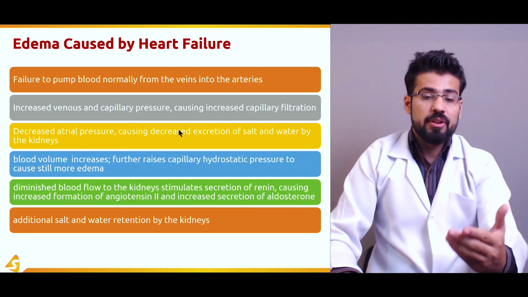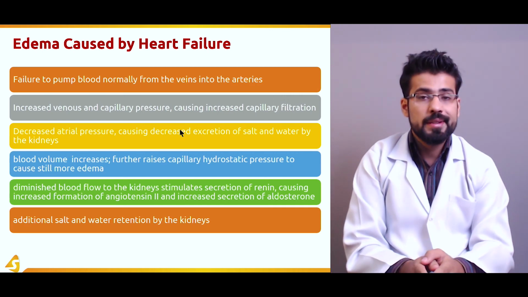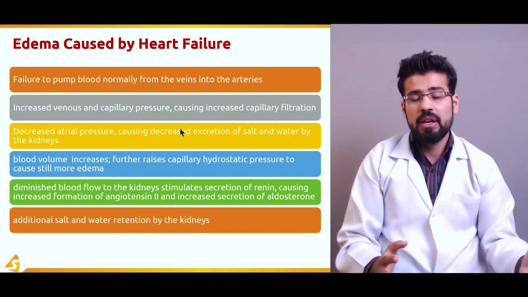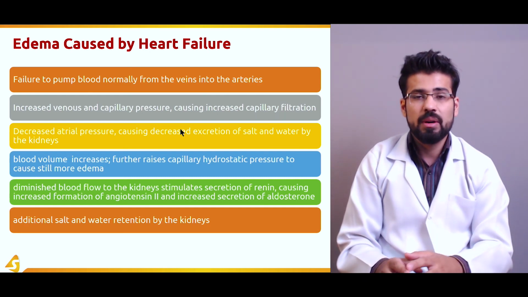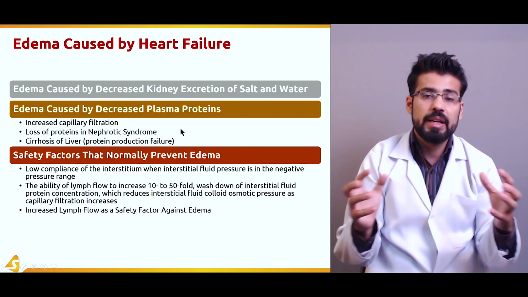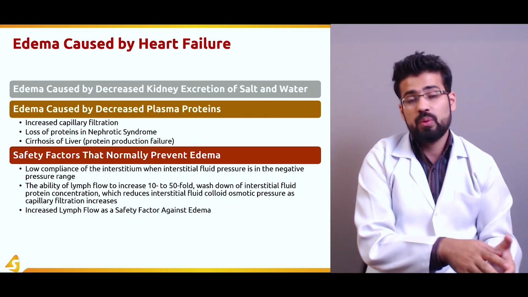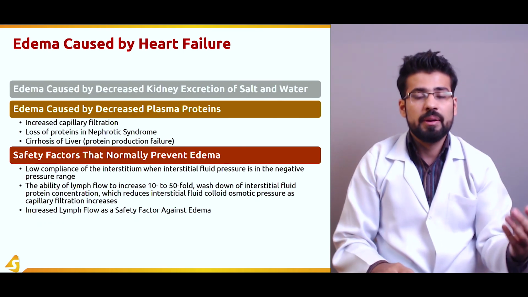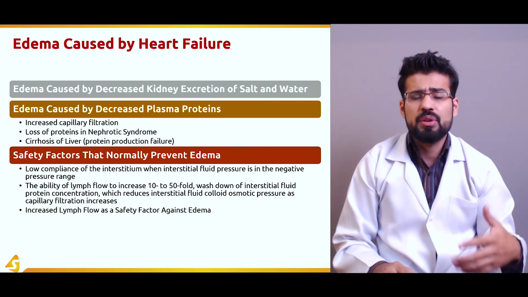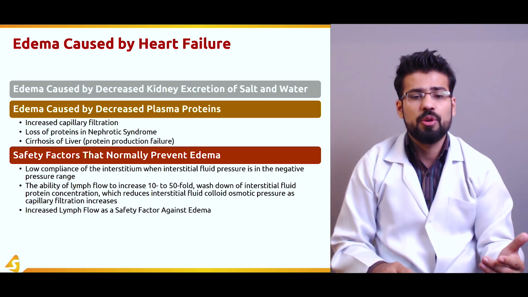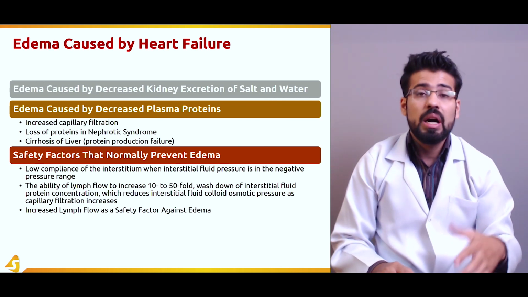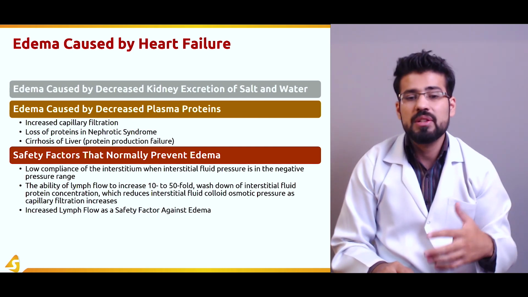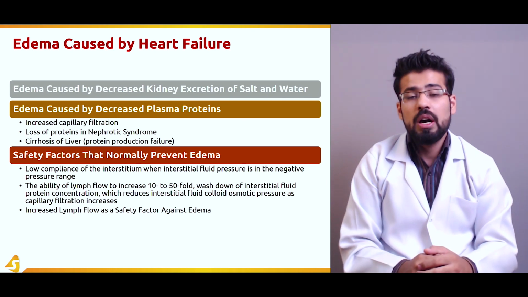So to summarize, edema is caused by the decreased kidney excretion of salt and water, because salts are being retained. With the salts, water is being retained as well. So it would cause much more swelling in the body. Edema will also be caused by decreased plasma protein. We discussed different examples of capillary filtration, such as loss of proteins in the nephrotic syndrome. We discussed cirrhosis of the liver, where there is a failure of protein production. So there are fewer proteins, and this would cause the edema to prevail.